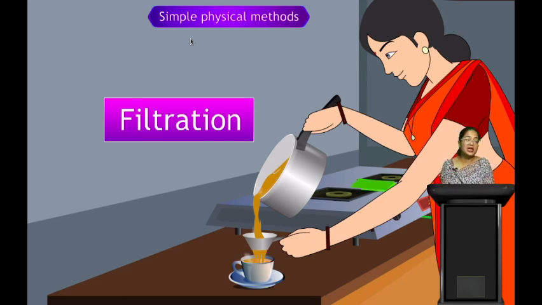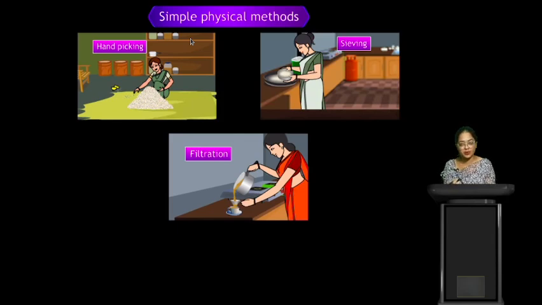So these three are simple physical methods to separate heterogeneous mixture. What are the methods? First one is hand picking method. Second one, sieving method, where sieving plate is used. In the hand picking method, hands are used to separate the impurities, and in the filtration method, the filter or the funnel is used to separate the impurities from the milk, or in milk in this case. So these are the simple physical methods.